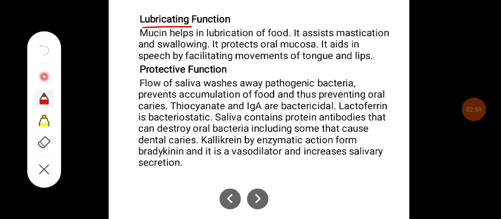It has a lubricating function. Mucin helps in lubrication of the food. It assists mastication and swallowing. It protects oral mucosa. It aids in speech by facilitating movements of tongue and lips.